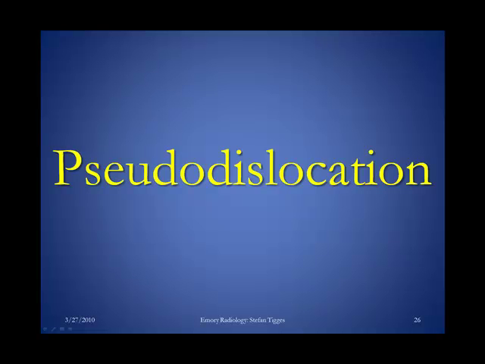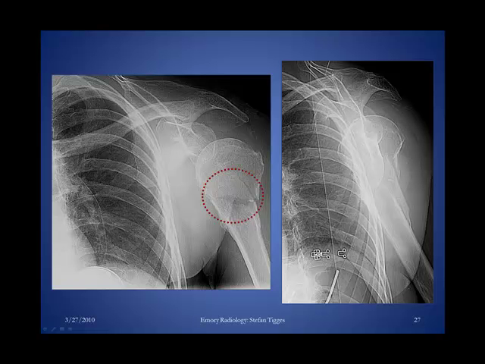Alright, very briefly we're going to talk about something called pseudodislocation. On the left, you can see that the humeral head looks a little bit inferiorly displaced with respect to the glenoid on this AP view, but on the scapular Y view, you can see that the humeral head is appropriately positioned. If we connect those lines, connecting the coracoid process, the acromion, and the blade of the scapula, you can see that the humeral head lives right where we would expect the glenoid to be. So this patient has a properly located humeral head.